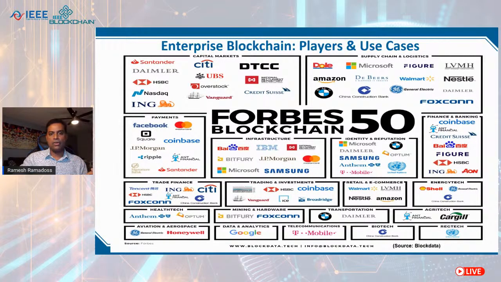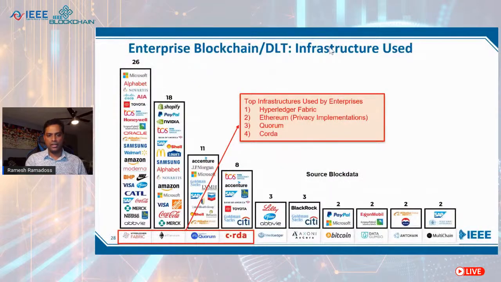Now, if you look at what kind of technologies they're using, this slide shows at the bottom the blockchain used. It turns out that the commonly used blockchain or DLT architectures are Hyperledger Fabric, Quorum, Corda, or Ethereum with some privacy implementations.